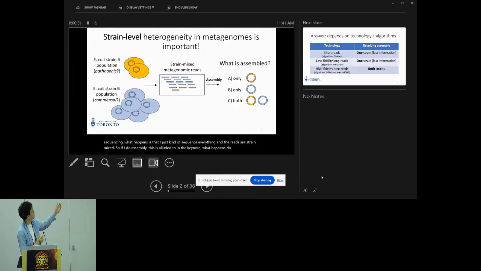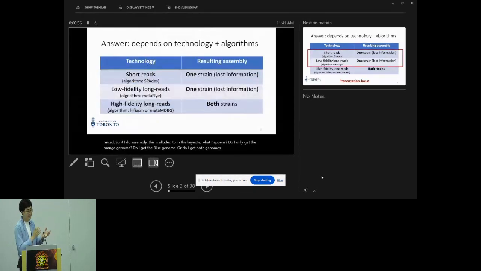Do I only get the orange genome? Do I get the blue genome, or do I get both genomes? And the answer is that it depends on the technology and the algorithms. Broadly speaking, with short reads or the low fidelity long reads like nanopore simplex reads, you'll tend to get one strain using these algorithms I've listed. But with these more advanced hi-fi ASM methods, meta-MDBG, with these PacBio hi-fi reads, you can get both strains a lot of the times.